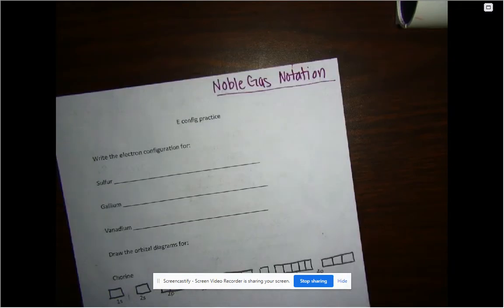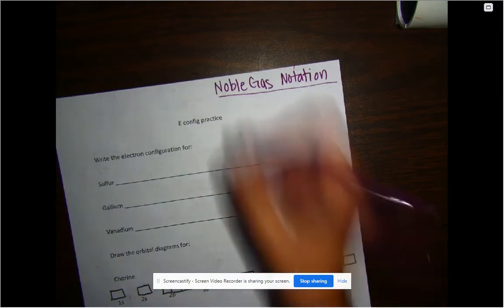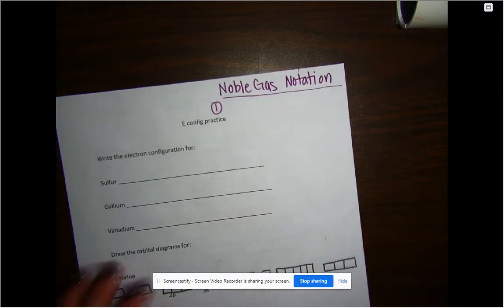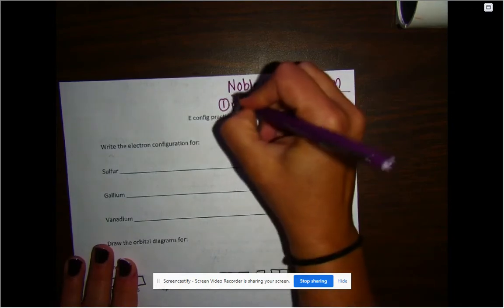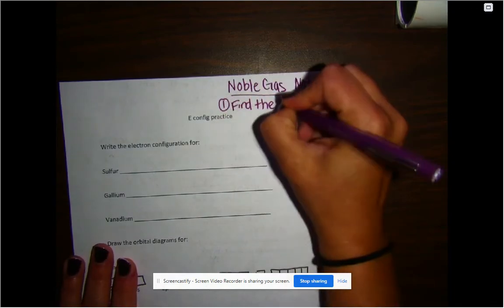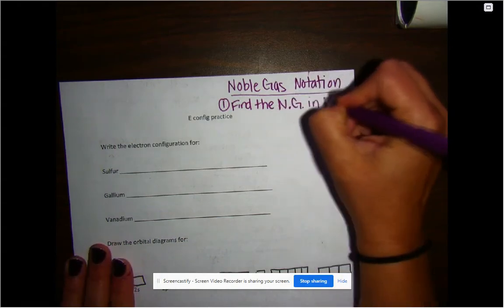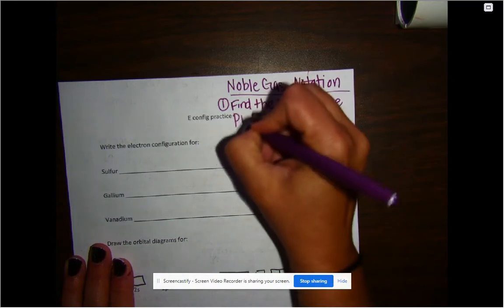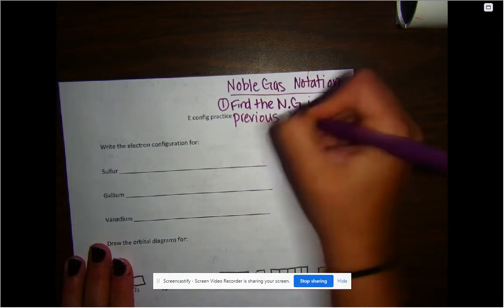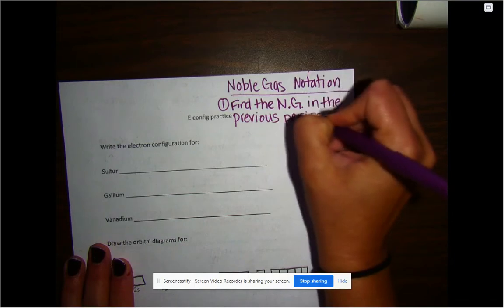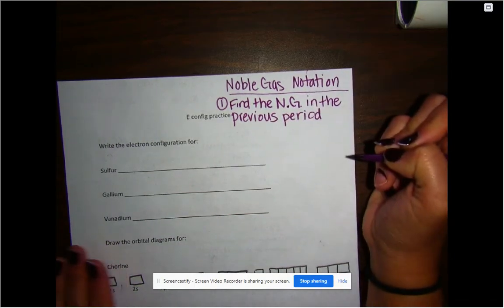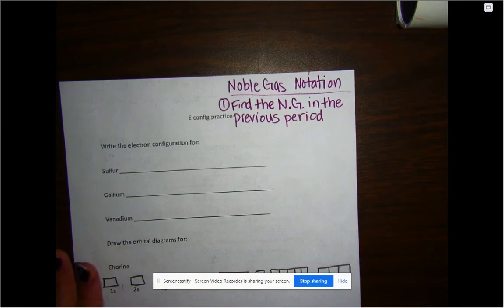Okay, so noble gas notation. Basically all that we're going to write. Make sure we write the same thing as first. There we go. All right. So what you're going to do for noble gas notation is you're going to find the noble gas in the previous period. What do I mean by previous period, by the way? What is it in normal people terms? Previous what? Row, right? We're going to look one row above, all the way to the right, noble gas. Because that's the noble gas that's closest to whatever element you're going to be looking at.